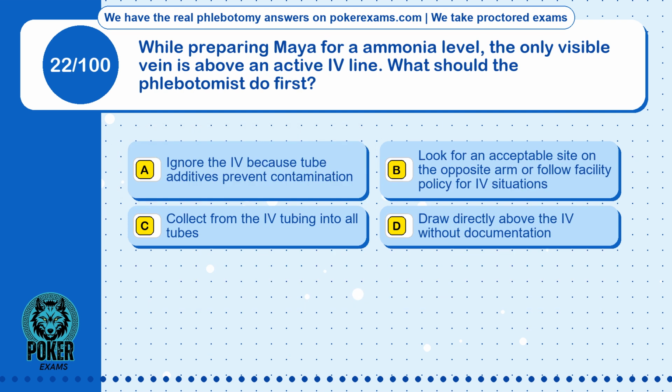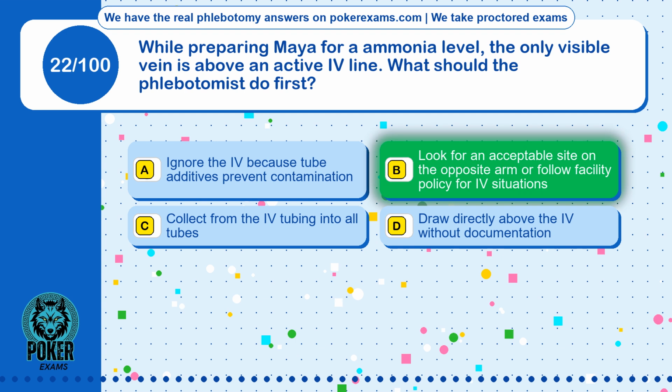Question 22. While preparing Mia for an ammonia level, the only visible vein is above an active IV line. What should the phlebotomist do first? Option A, ignore the IV because tube additives prevent contamination. Option B, look for an acceptable site on the opposite arm or follow facility policy for IV situations. Option C, collect from the IV tubing into all tubes. Option D, draw directly above the IV without documentation. The correct answer is option B.